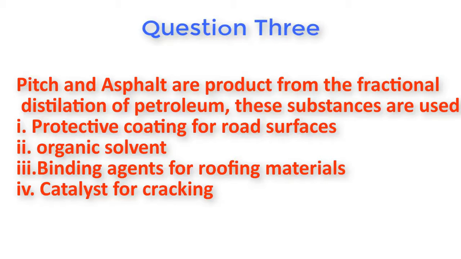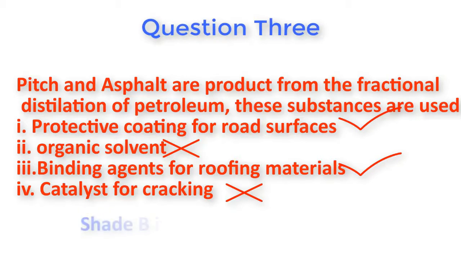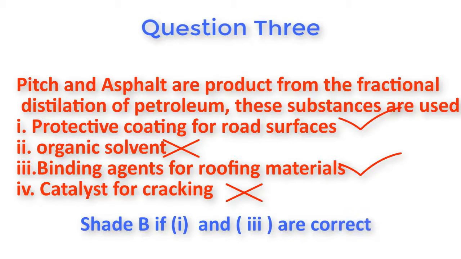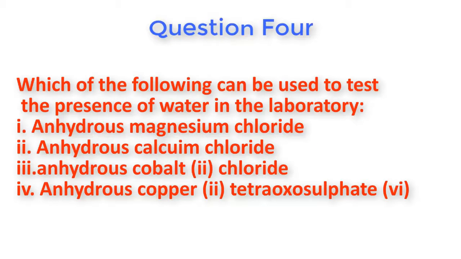Option 1, protective coating for road surface, is correct. Option 2, organic solvent, is wrong. Option 3, binding agent for roofing materials, is correct. And option 4, catalyst for cracking, is wrong. Asphalt and pitch are not used as organic solvent and catalyst. They are mainly used as protective coating for the road surfaces and binding agent for roofing materials. So options 1 and 3 are correct. So the right answer is B.